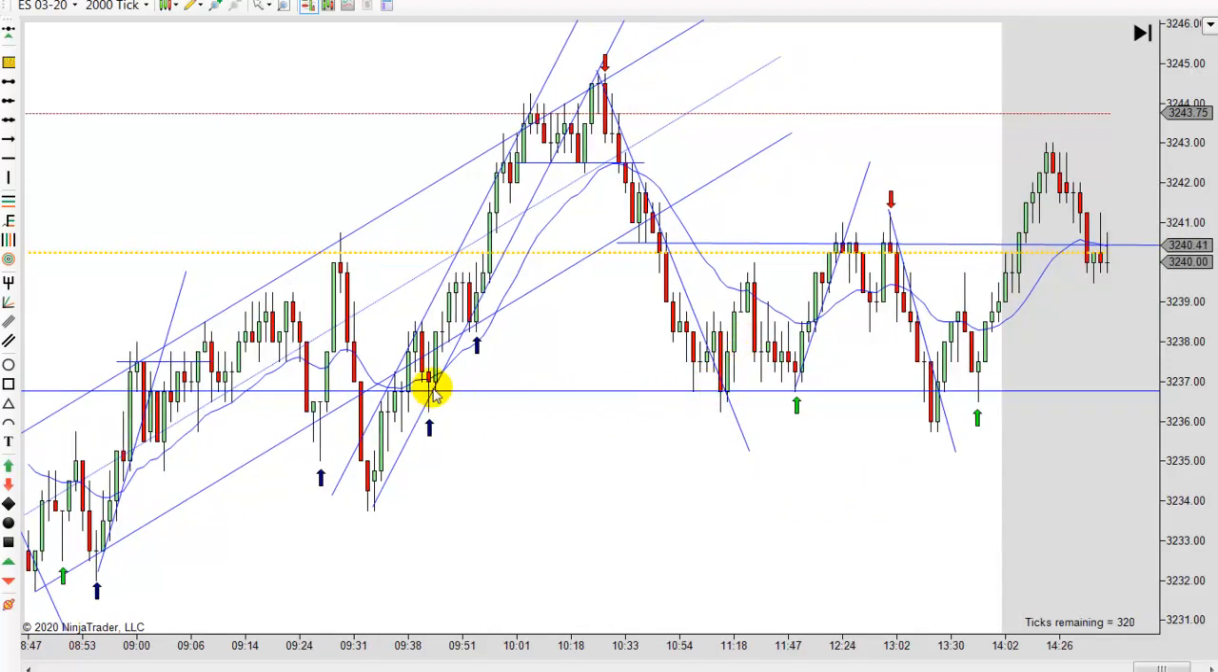Then we find support off this line again here, where we've bounced several times. We do get a close outside of this trend line, a new low. We run up, but we would have expected this to go higher, and it doesn't. But if you look, there's multiple matching lows right there.